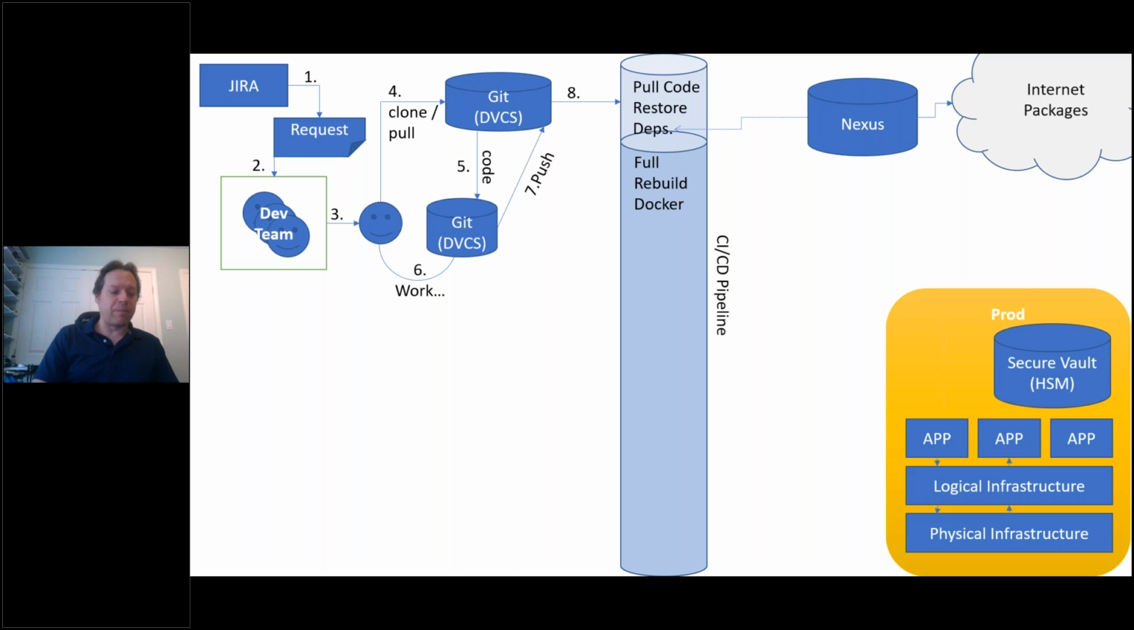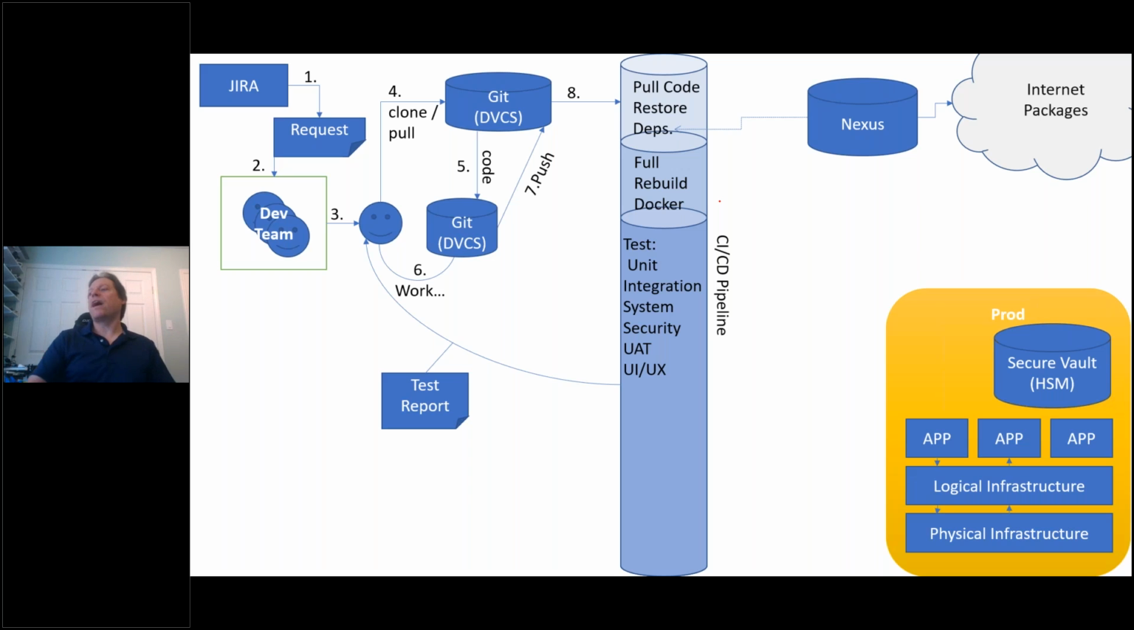Then we're going to do a full rebuild. You might notice over here that there's a little word that I dropped over here. We're certainly going to come back to that one, Docker. But let's put it aside for now. That's going to bring us to our tests. We do our battery of tests, unit tests, integration, system, security, UAT, UI, UX, and all of those should be automated. And of course, we're going to send back a test report to our team over here, letting them know here's the success, here's the result of our test.